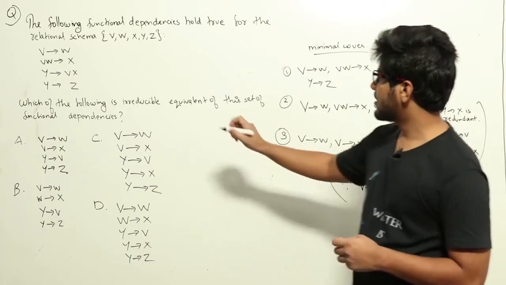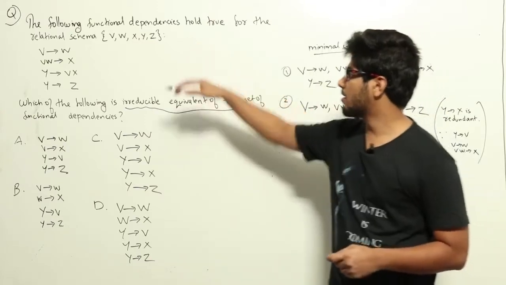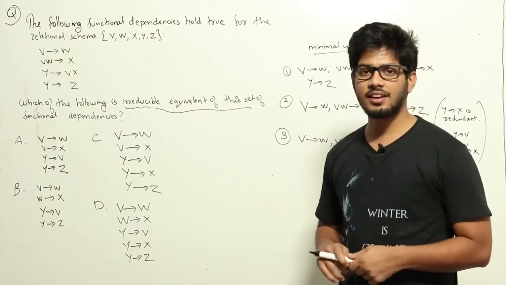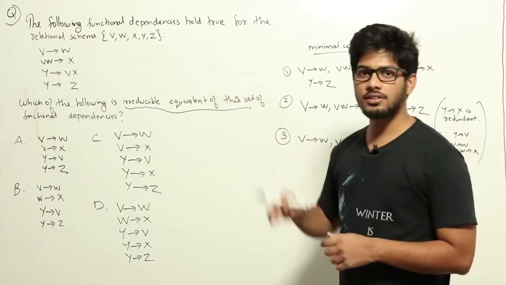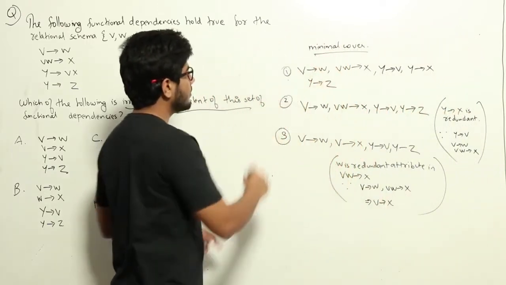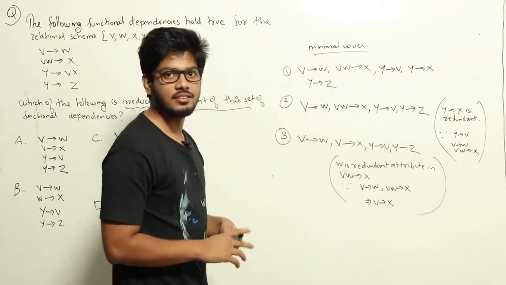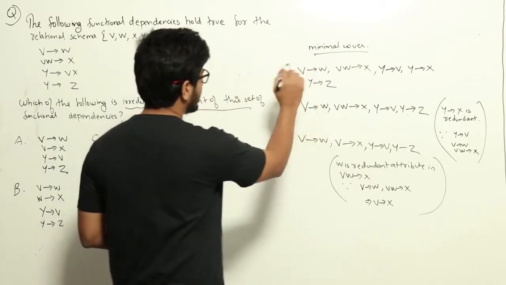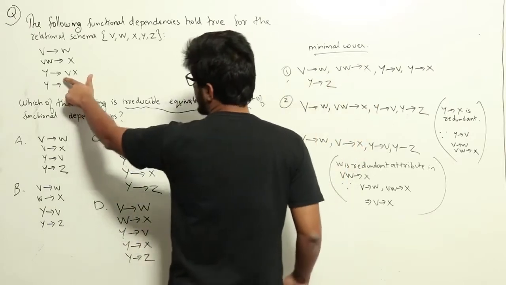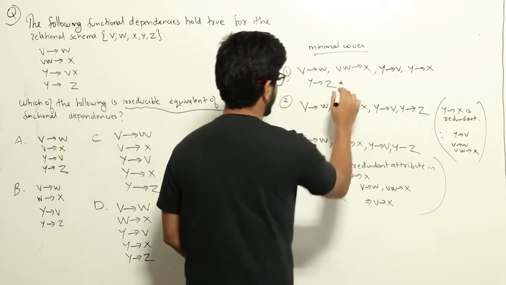So in the question, they are asking for the irreducible equivalent of this set, meaning they are asking for the minimal cover of these functional dependencies. How to find the minimal cover of functional dependencies is explained clearly in the video lectures. For this question, I will show you how to do it. First of all, to find the minimal cover, the first step is that we need to write the functional dependencies such that in the RHS there's only one attribute. So the functional dependencies are V gives W, VW gives X, Y gives VX; we can split it as Y gives V, Y gives X, and the other one is Y gives Z, which I have written here.